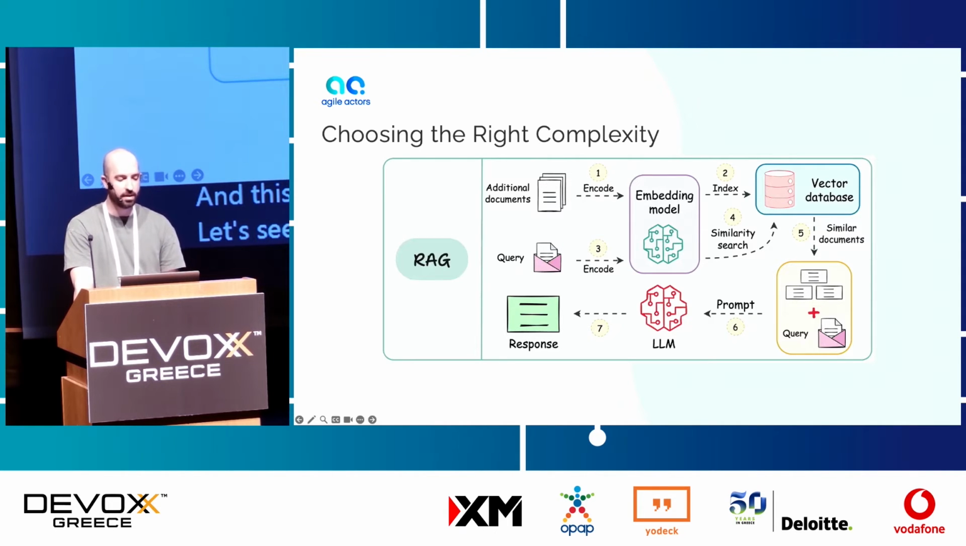What you're seeing right here is a multi-step RAG workflow. You can see that we have various steps in the process. We need to encode at different points in time the additional documents and the queries. We need to index them. We need to run similarity searches before loading them to the vector databases. We need to run the embeddings. And after some steps, we need to combine all of that with the original prompt and throw it back to the user.